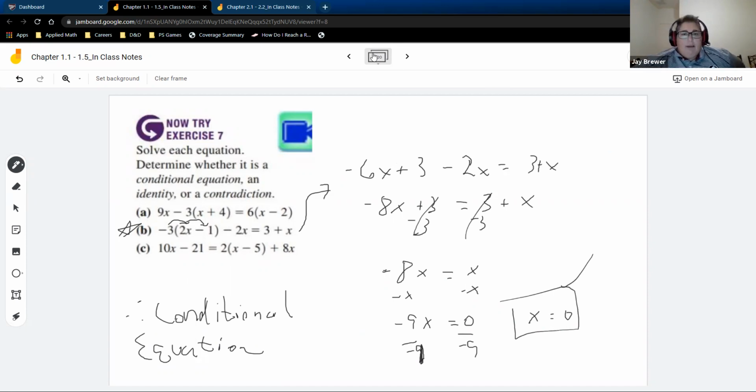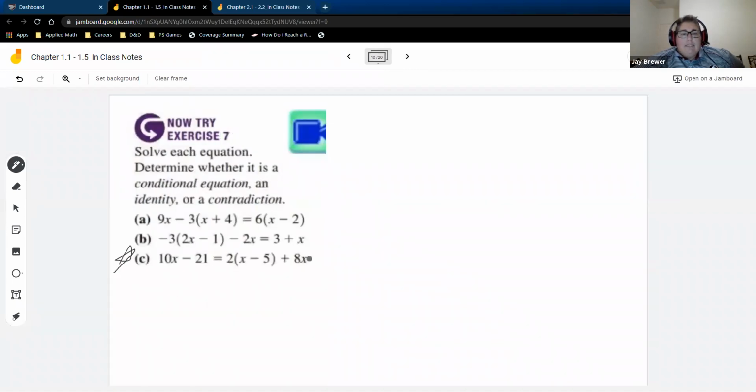So again, to recap, if you have a true statement, then you have an identity. If you have a quote unquote normal equation, then you have a conditional equation. So what's left, obviously, is going to be our C option, and that's going to be something called a contradiction. So you can probably guess what it's going to look like based on what we've already done. So we know that we'll have 10x minus 21. And if we do our distribution, we'll have 2x minus 10 plus 8x. 2x and 8x give us 10x again.